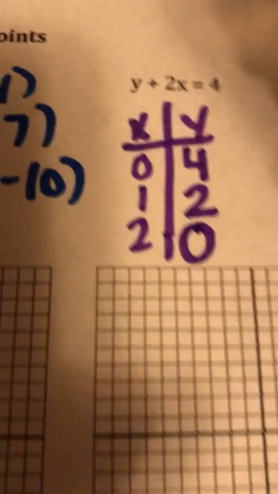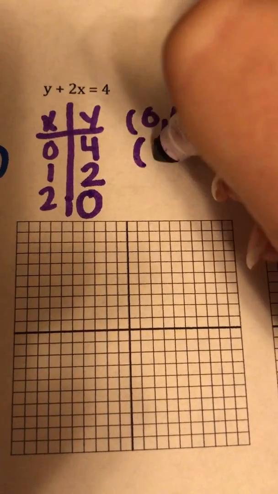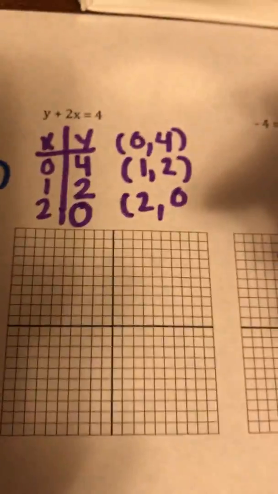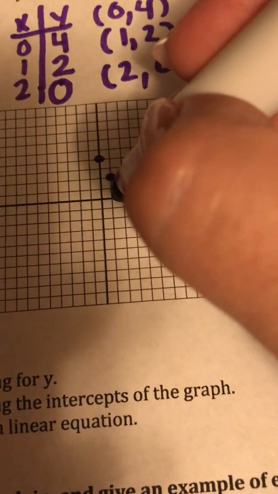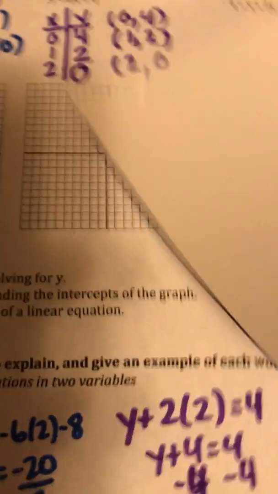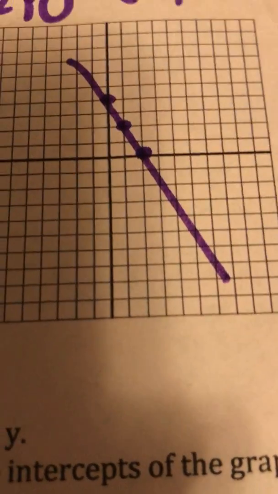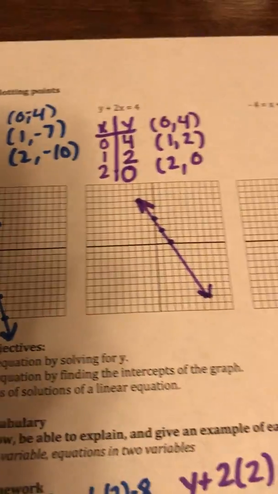Okay, so now we have our three ordered pairs. We have 0, 4, we have 1, 2, and we have 2, 0. Okay, so now we can graph these. 0, 4, 1, 2, 2, 0. Okay, I'll line this up here. Oops, the line got a little bit wiggly there at the end. All right, this is fun.